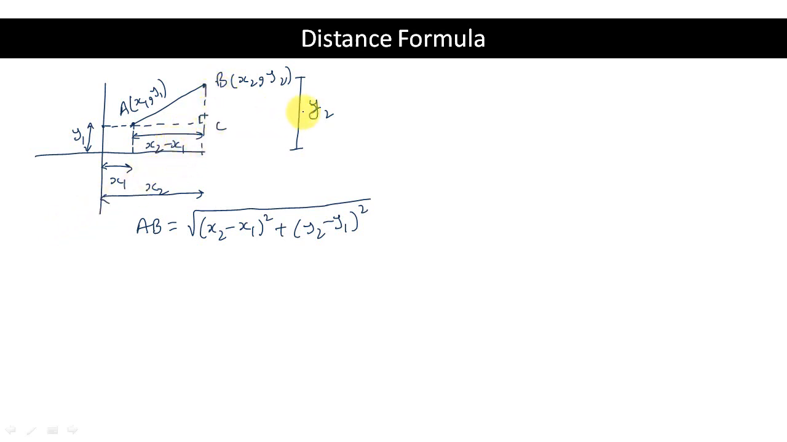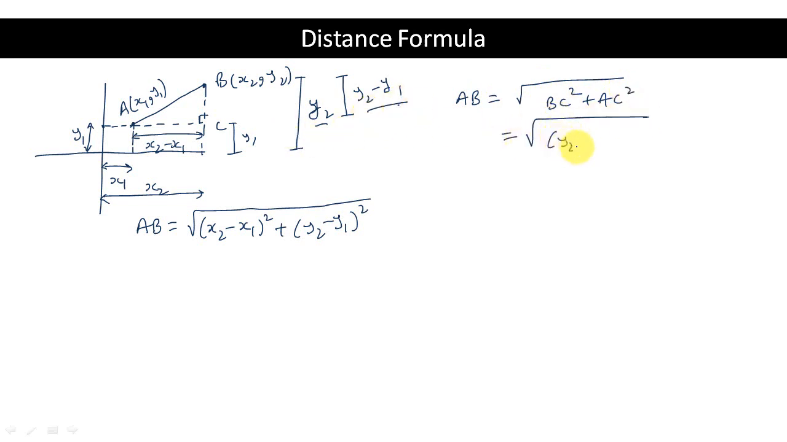And to find the length of BC, this will be the whole perpendicular distance of B from the x-axis, which is y2 minus y1. So that means this distance BC will be y2 minus y1. Applying Pythagoras theorem in this triangle ABC, I can find the length of AB. So AB will be under root of BC square plus AC square. The value of BC is y2 minus y1, so this is under root of (y2 minus y1) squared plus AC, which is (x2 minus x1) squared.